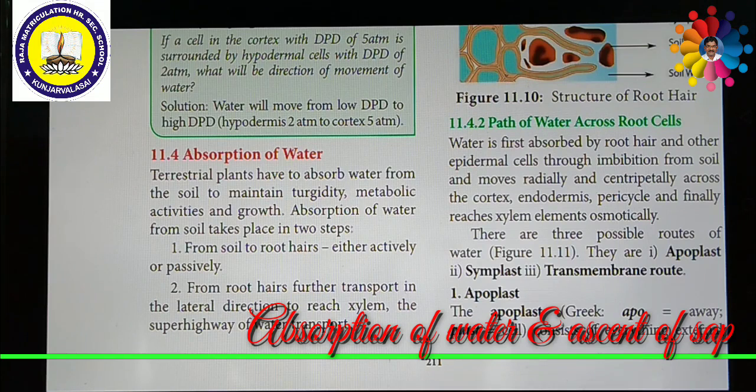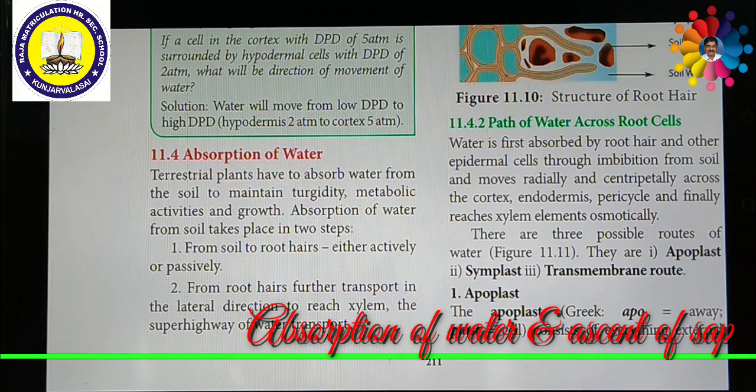First, water enters from the soil to the root hair. From the root hair, it penetrates inside the root, inside the root meaning until its xylem. It can reach the xylem through the outer epidermis, then enter into the cortex. From the cortex it enters into the endodermis, then pericycle and into the xylem. So this is absorption of water.